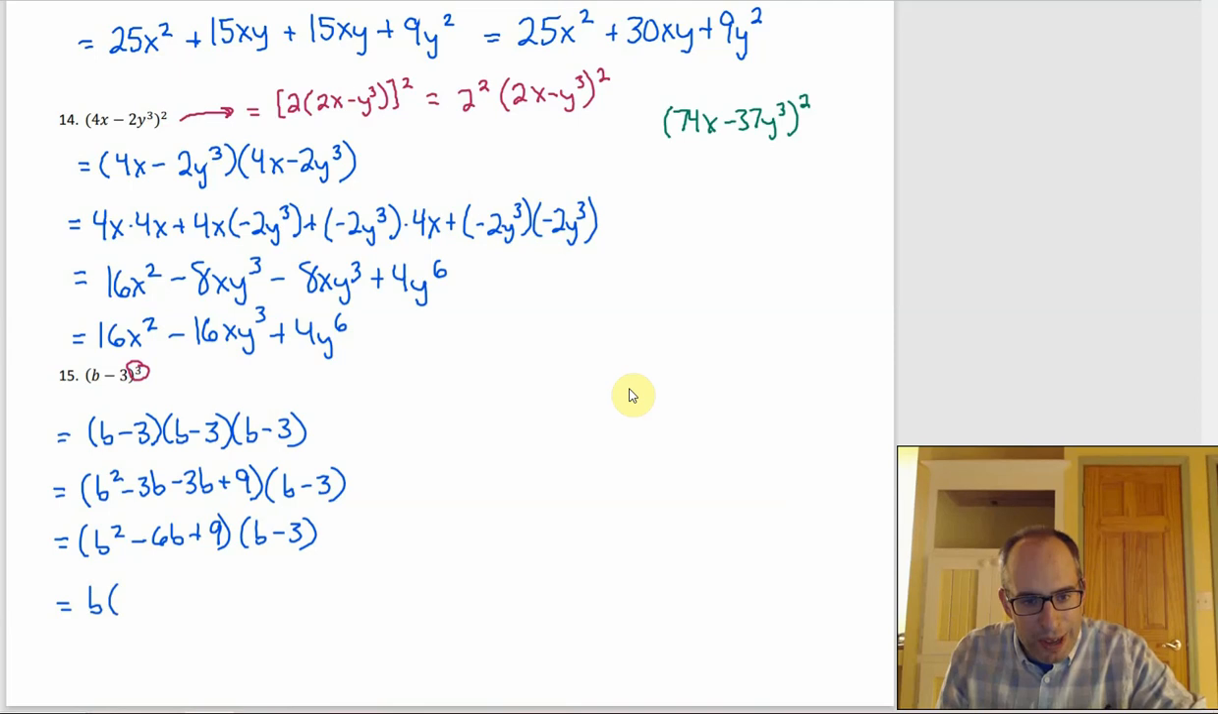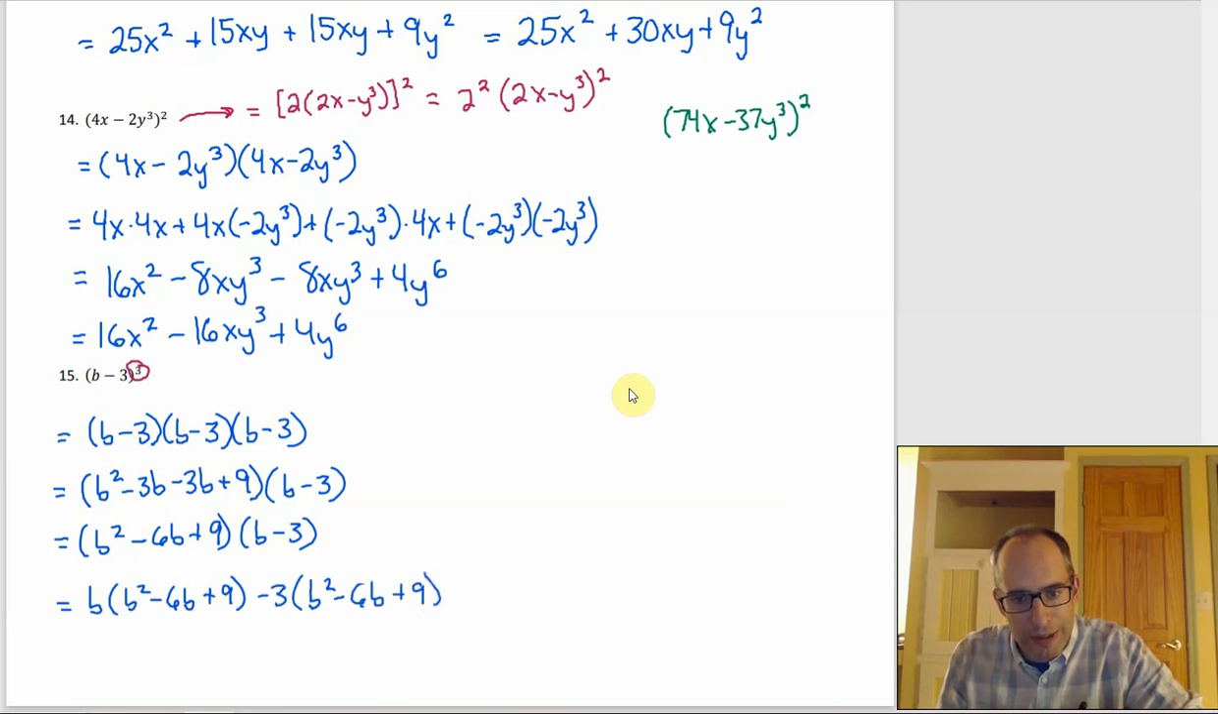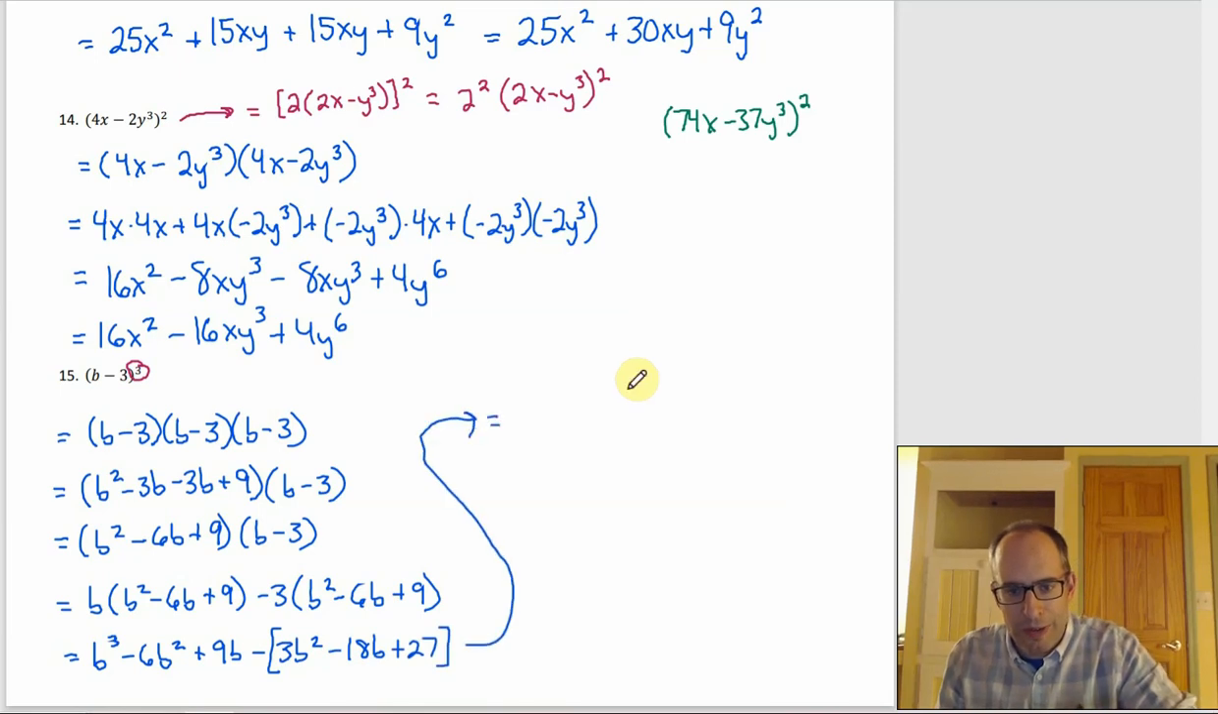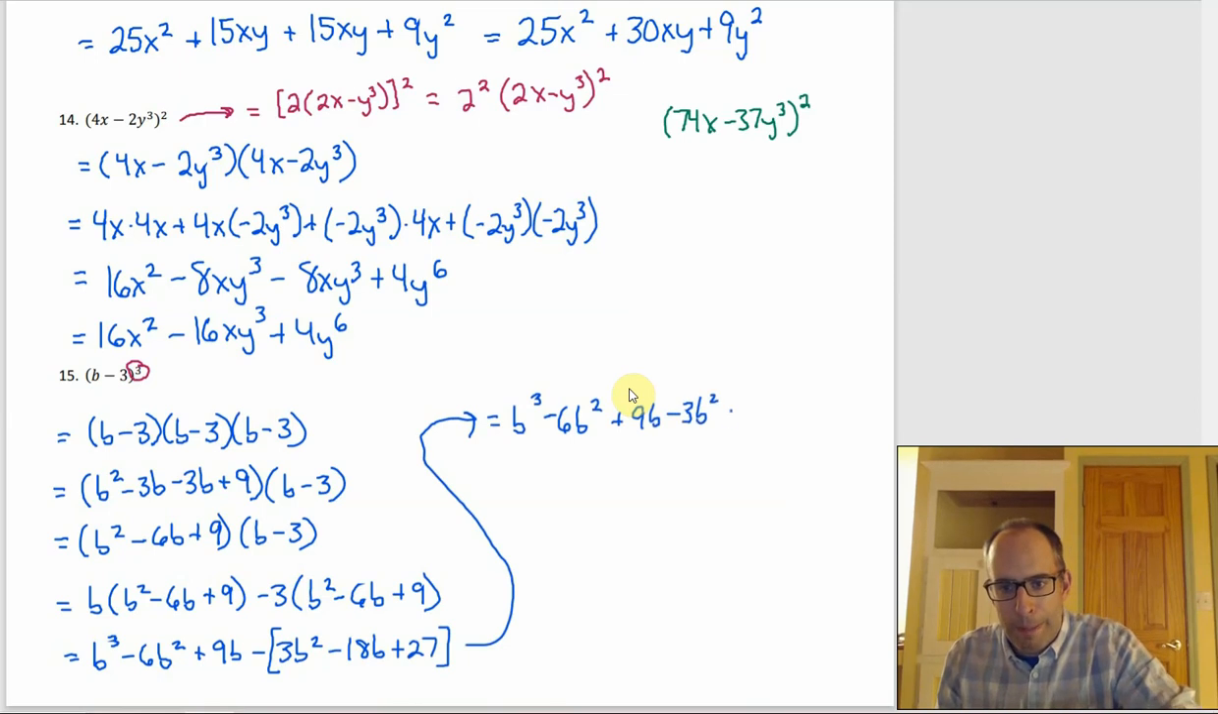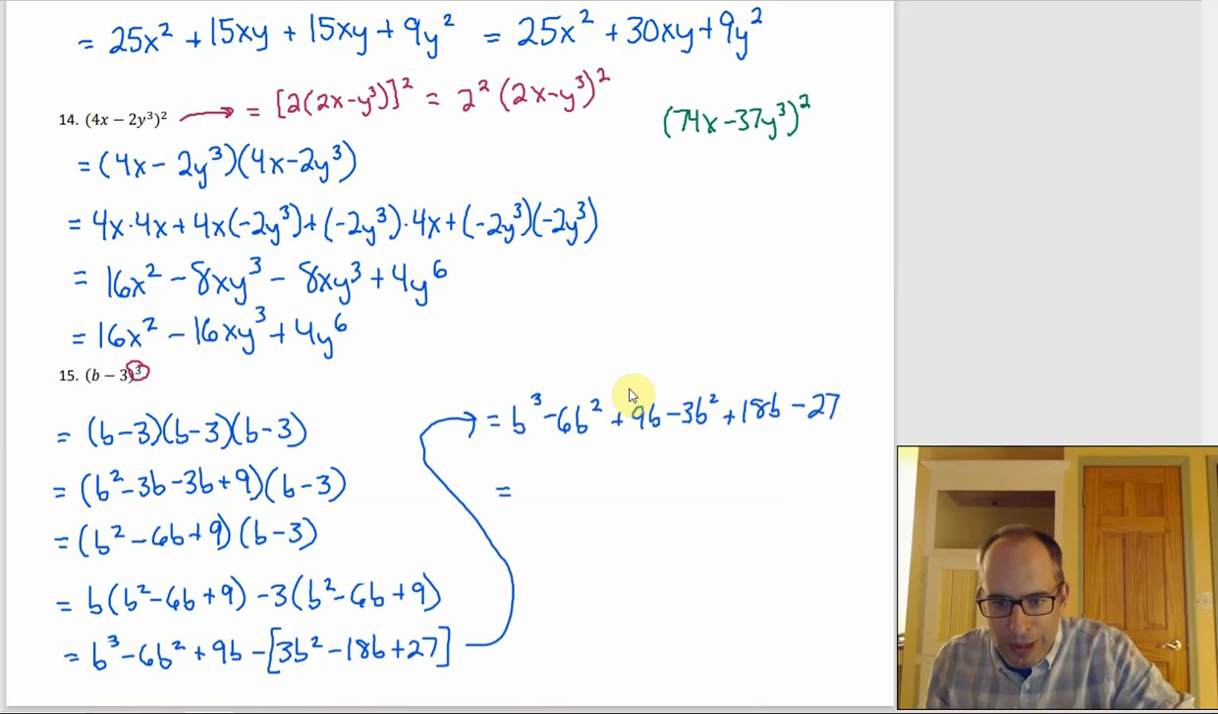So you'd have b times b squared minus 6b plus 9, and then minus 3 times b squared minus 6b plus 9. And then if you distribute the b here, you'd have b cubed minus 6b squared plus 9b. And then minus what you get when you distribute that 3, which would be 3b squared minus 18b plus 27. And then distributing the negative, we're going to have b cubed minus 6b squared plus 9b minus 3b squared plus 18b minus 27.